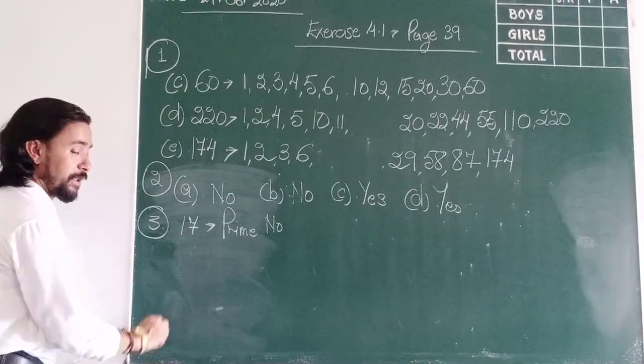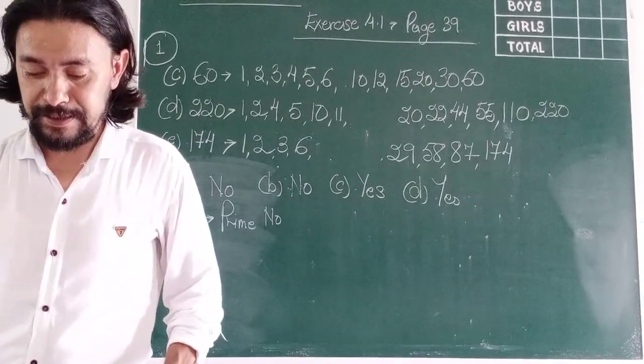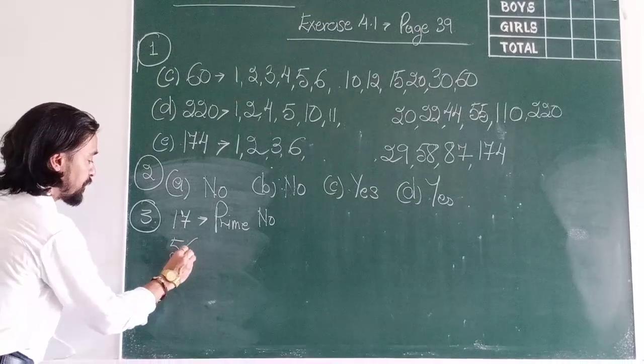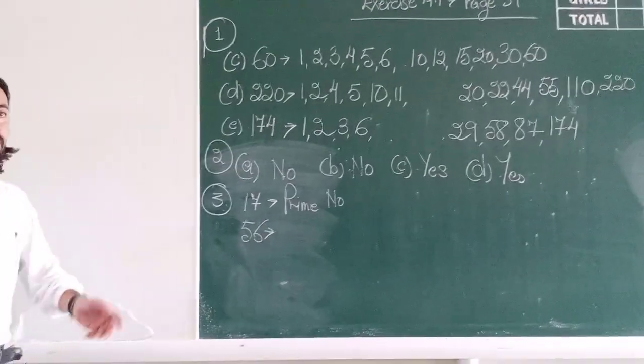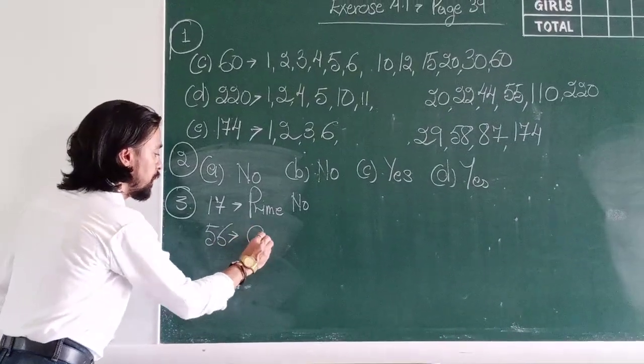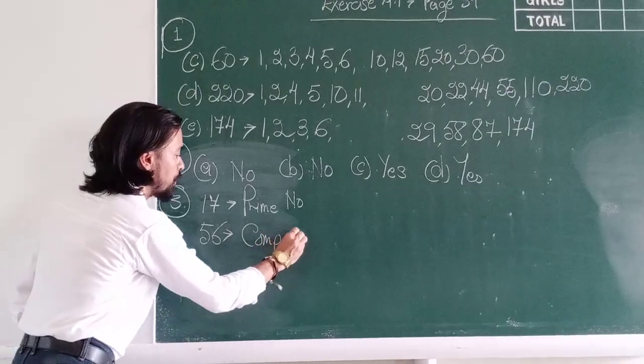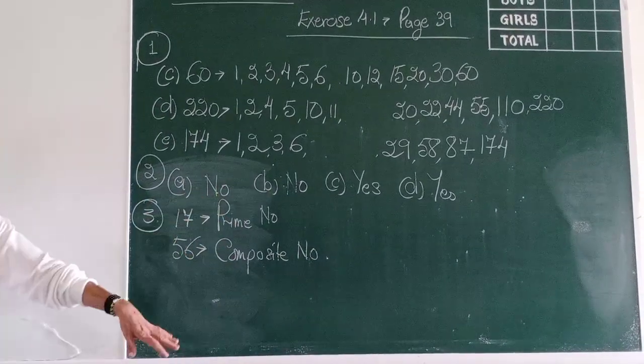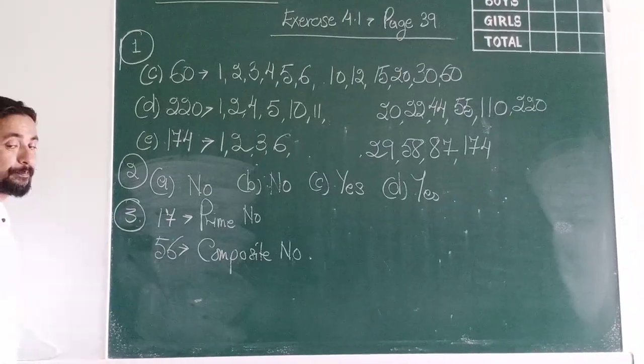Under it you will write the next sum. And the next sum states 56. 56 is divisible by 2, so it is not a prime number. It is a composite number. You don't have to write the whole NUMB here. You just write NO, that means number.